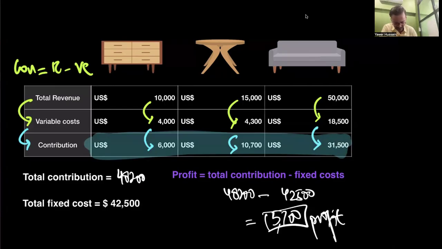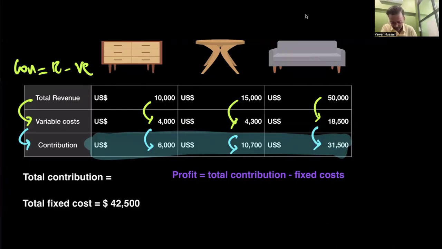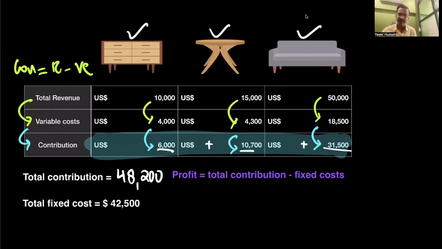And when I put them all together, let me just erase this part here so we can do it. When I put all three of these together, this number plus this number plus this number, I now have a total contribution of... I forgot the number, let me just calculate this quickly. 6,000 plus 10,700 plus 31,500. So I have a total contribution of 48,200 from selling these products.